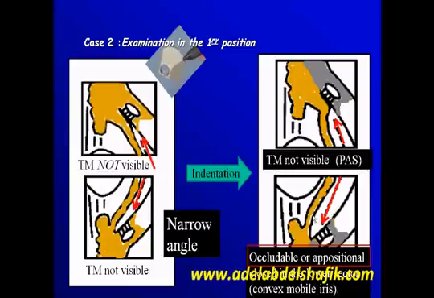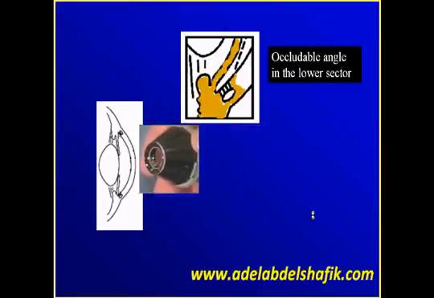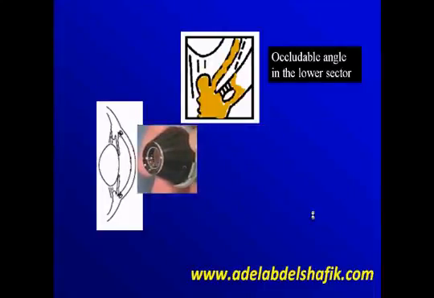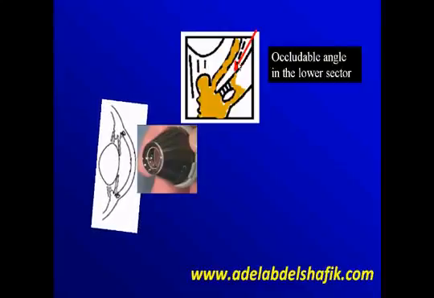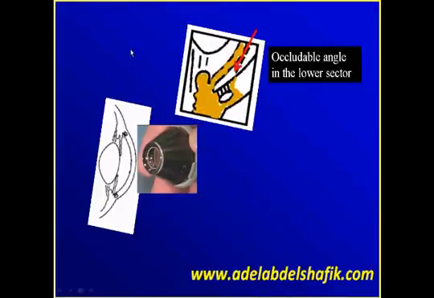If your diagnosis is that there is an occludable angle, then you need to change the lens, use the one mirror Goldmann, and ask the patient to rotate his eye. In this situation, while the patient is looking straight ahead, your sight cannot reach the trabecular meshwork. But if you ask the patient to look toward the mirror, then your line of vision can reach the trabecular meshwork. Then you know it's an occludable angle.